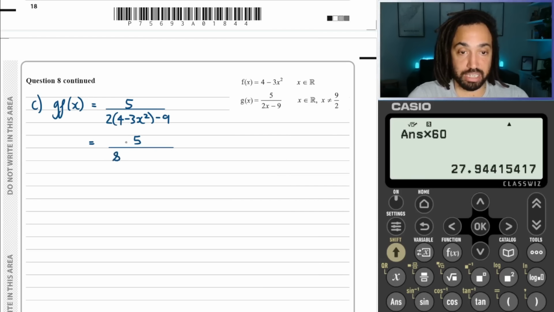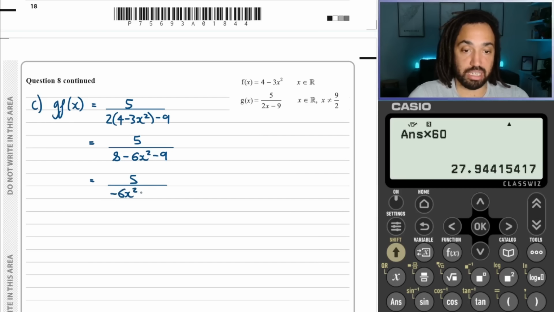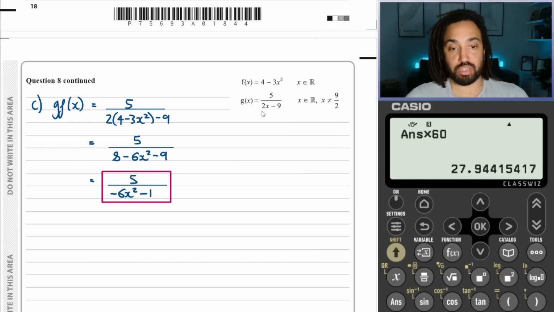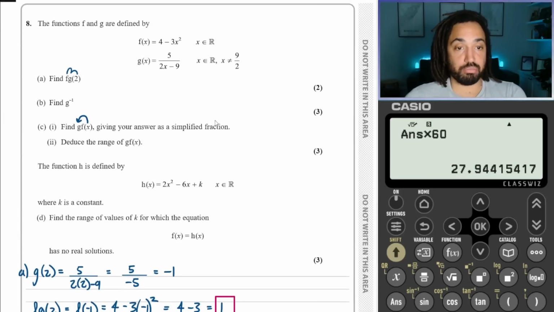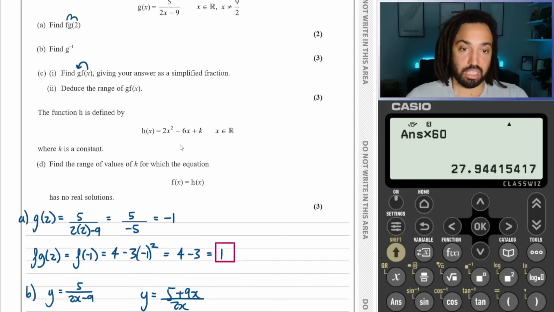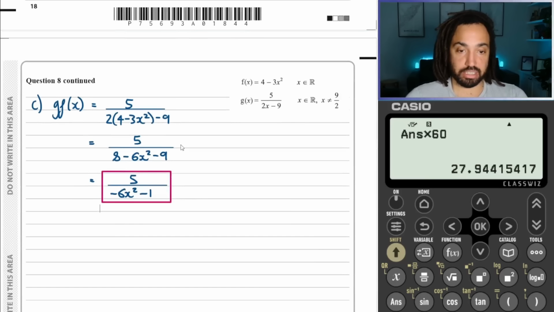So expanding out the brackets gives me 8 minus 6x squared and then minus 9. So this gives us 5 over minus 6x squared, and then 8 minus 9 is minus 1. And I believe that is our answer for that composite function. Okay, but this comes in 2 parts. It says once you've got it, simplified fraction, done that. Now it says deduce the range of g of f of x. Oh gosh, okay, this is going to take some explaining.